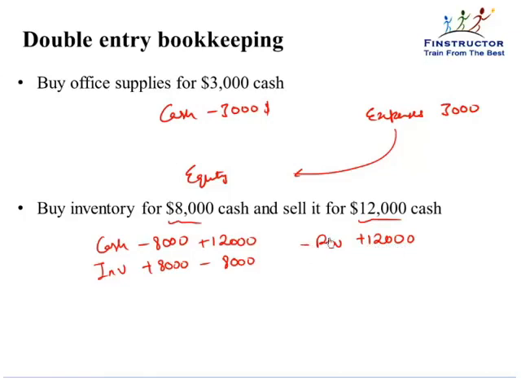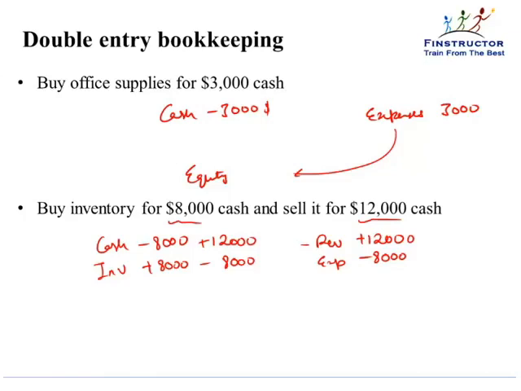Revenues will go up by $12,000 and cash will go up by $12,000. Similarly, expenses will go up by $8,000 as this revenue has a corresponding expense of $8,000, that is the cost of purchasing the inventory, and the inventory will go down by $8,000. That's the concept of double entry bookkeeping. Every transaction must at least affect two accounts. It can affect more than two accounts also, but it should at least be recorded in two accounts.